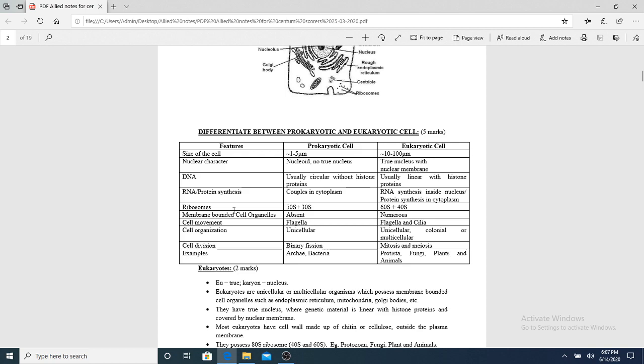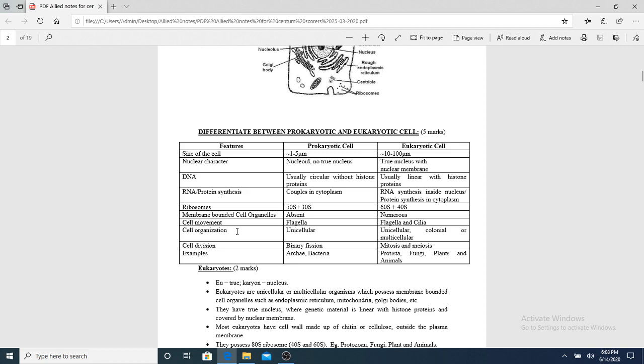The ribosomal structure: in prokaryotes, 50S is the largest subunit and 30S is the smallest subunit, whereas in eukaryotes, 60S is the largest subunit and 40S is the smallest subunit. So we call one the 70S type and the other the 80S type. For membrane bounded cell organelles, the prokaryotic cell lacks them, whereas the eukaryotic cell has all the membrane bounded cell organelles present, like endoplasmic reticulum, Golgi bodies, chloroplast, etc.